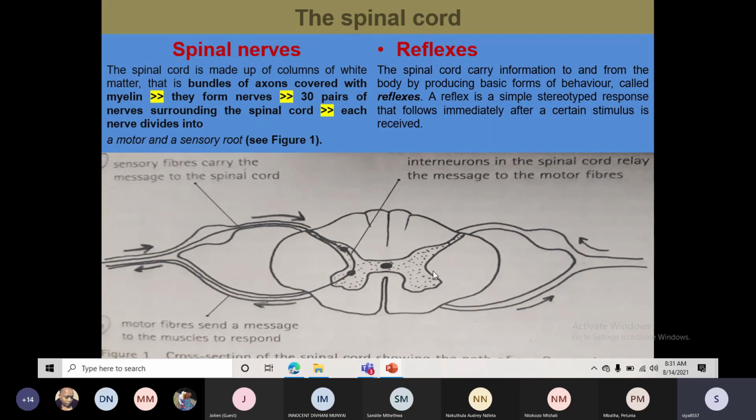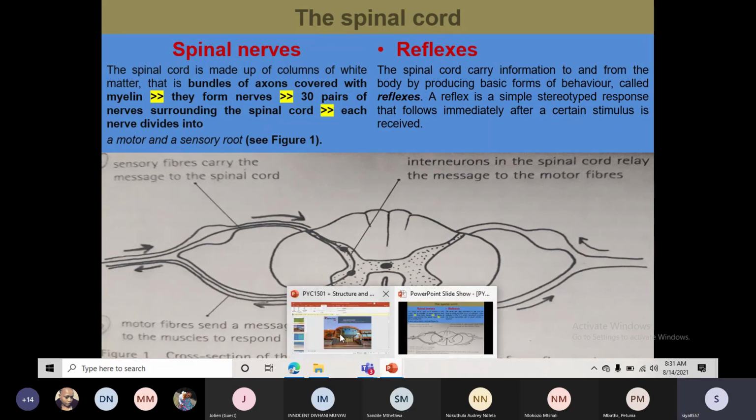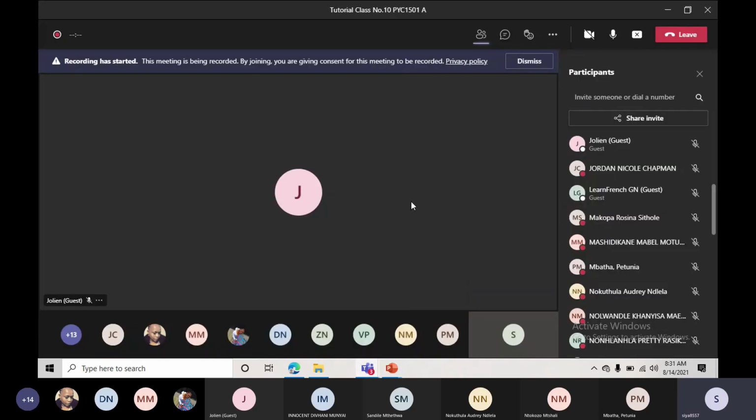So before we continue, let me check if what I've just discussed makes sense. Okay, before I move to the next slide.